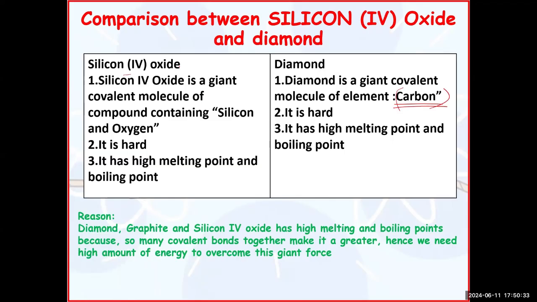But silicon 4 oxide is made up of two atoms, silicon and oxygen. So we say that it is a giant covalent molecule of a compound, because it's a compound of silicon and oxygen. And diamond, we say it is a giant covalent molecule of an element, because it is made up of only one element, that is carbon. Are you getting this? Because it is very, very important to understand the difference between their composition also.